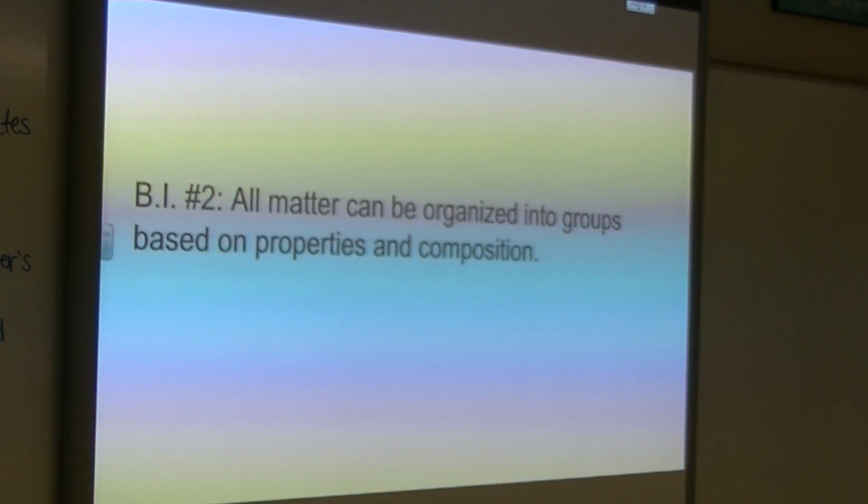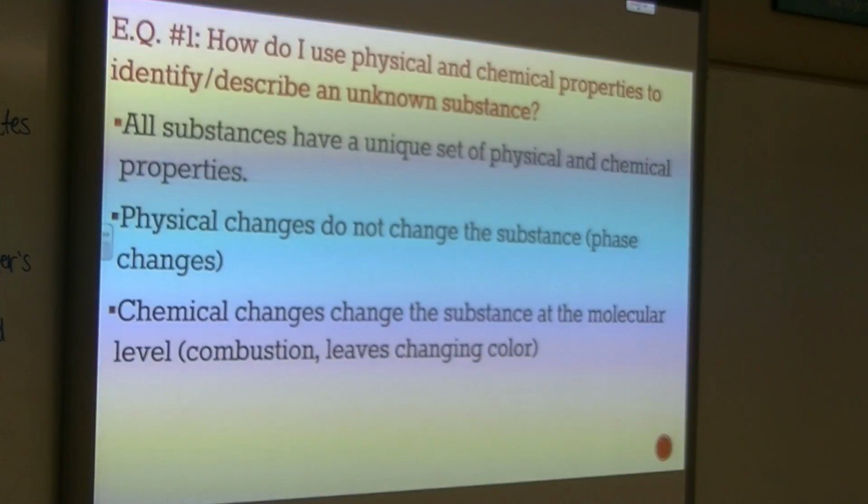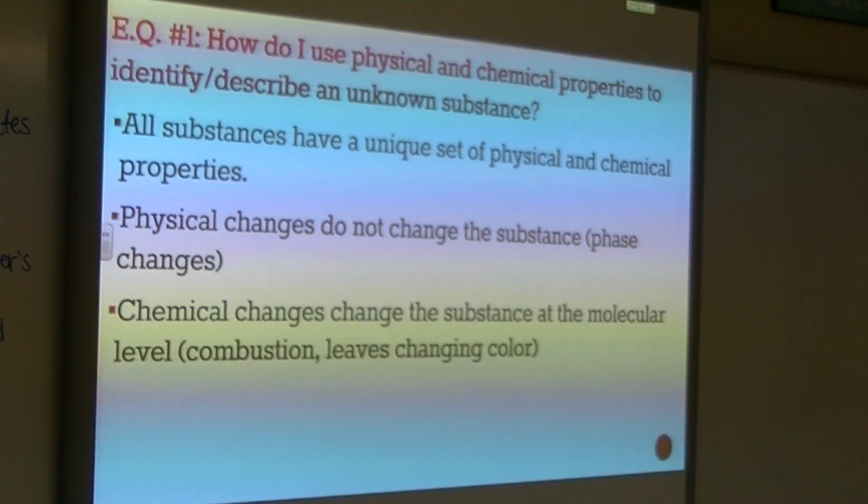Big idea 2 is that all matter can be organized into groups based on properties and composition. So we talked about properties first, and then we talked about composition. So essential question 1 is, how do I use physical and chemical properties to identify or describe an unknown substance? So all substances have a unique set of physical and chemical properties. So we played the Who Am I game, where I gave you some physical and chemical properties, and then you decided what you thought the substance was.